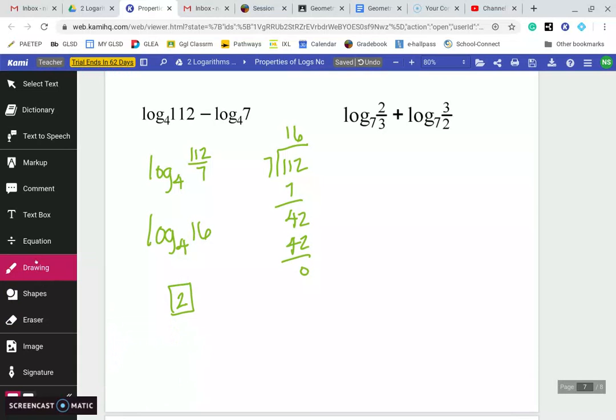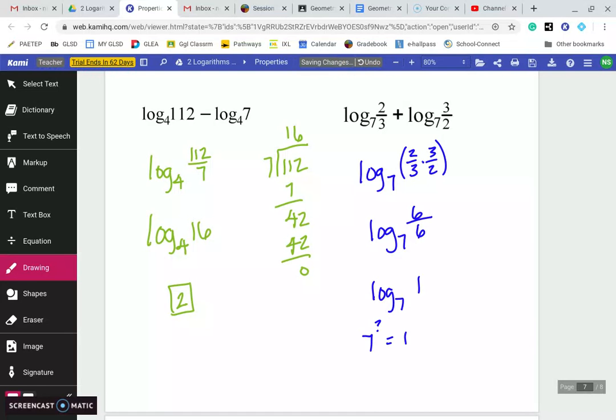Now for this next one, we are adding our two logs, and they have the same base, so we're going to multiply our arguments. So log base 7 of 2/3 times 3/2. And when you multiply fractions, you multiply straight across. So this is log base 7 of 6/6, which is 1. Now remember what happens when we have 1 in the argument. That's saying, what exponent does 7 need to equal 1? Well, any number to an exponent that equals 1, we know that exponent has to be 0. So 7 to the 0 equals 1.